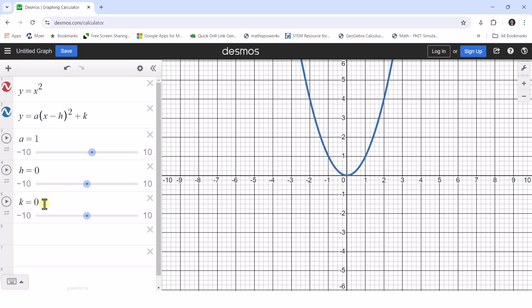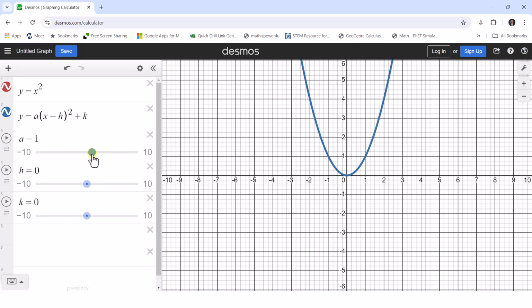And now we'll change the value of k. Remember, k is the y-coordinate of the vertex. When k is positive, the graph is shifted up k units. And when k is negative, the graph is shifted down k units. Let's set k back to 0 and now change the value of a. Notice right now a is equal to 1.